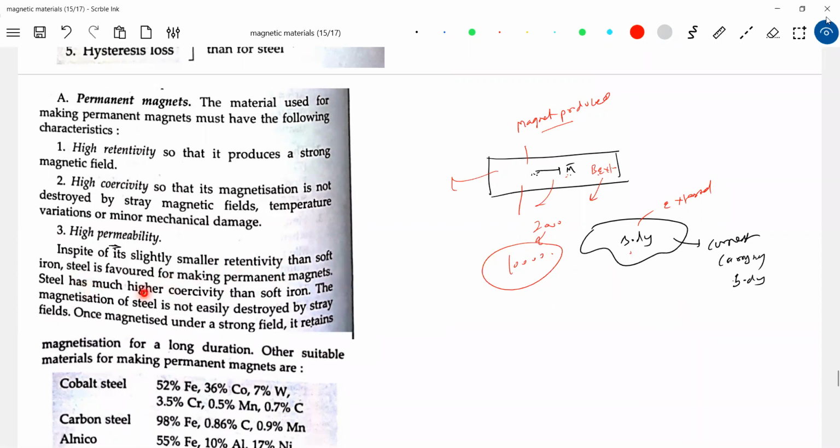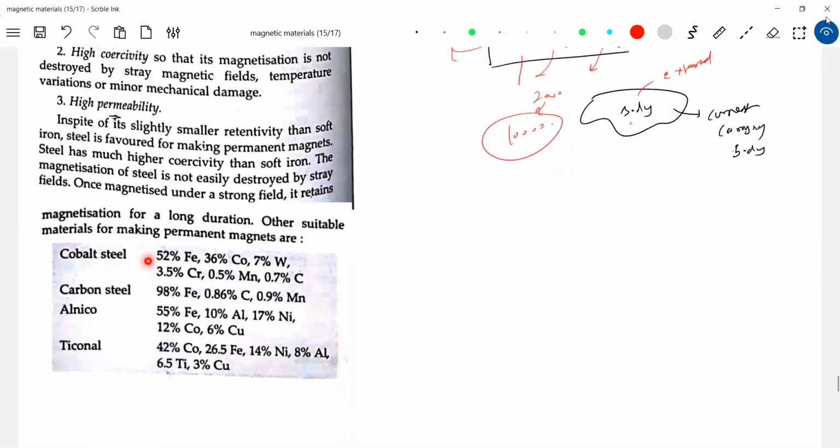Steel has much higher coercivity than soft iron. The magnetization of steel is not easily destroyed by stray fields. Once magnetized under a strong field, it retains it for a long duration. Getting the idea? So I told you high retentivity, but high coercivity is given priority over high retentivity. High permeability, iron and steel almost have, because what is steel? Again, it's an alloy of iron only, no?